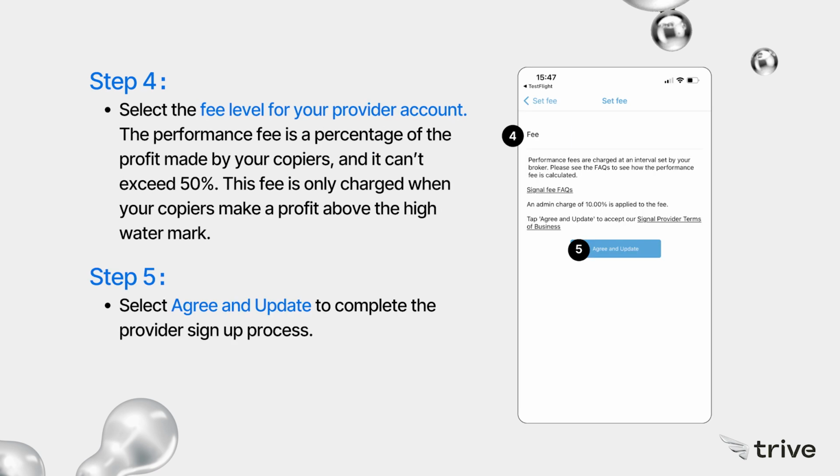Step 4. Select the fee level for your provider account. The performance fee is a percentage of any profit made by your copiers and cannot exceed 50%. The fee is charged when a profit is made by your copiers over a high water mark. Please note that once you have set the performance fee, any updates or changes made will only reflect for future copiers. Step 5. Select Agree and Update to complete the provider sign-up process.